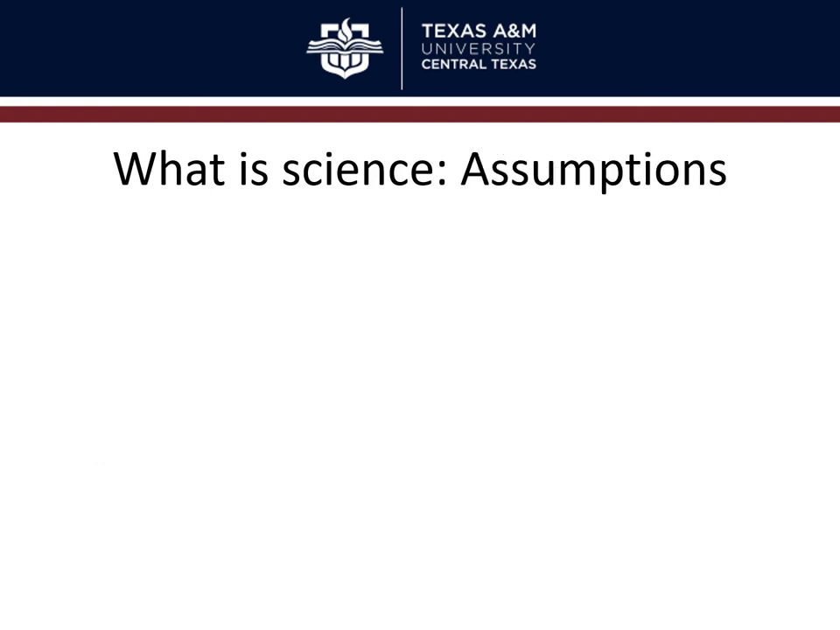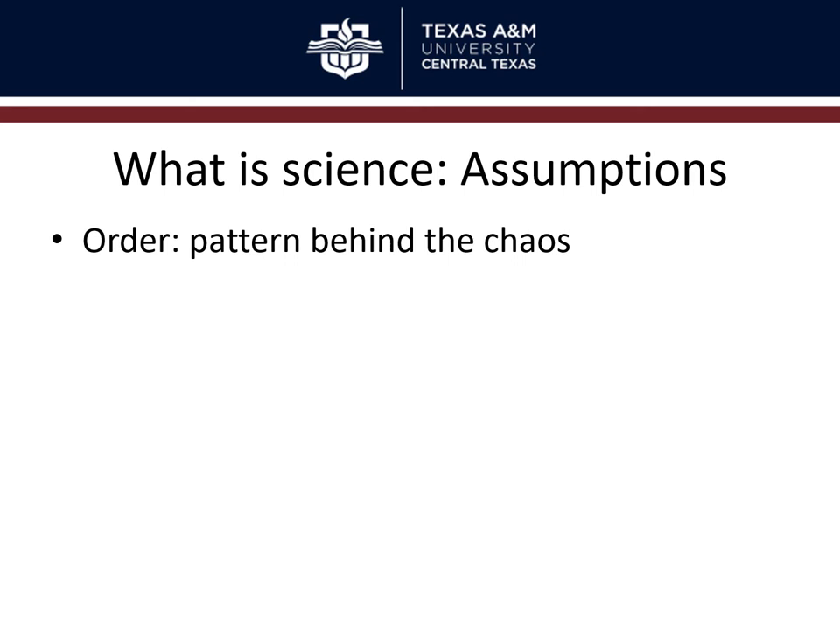Okay, assumptions of science. Order is a big one, right? There's some sort of pattern behind the chaos, that events in the world are orderly and predictable. Things don't just occur randomly, right? You heat water to a precise temperature and then it boils. If there were no patterns, there'd be no science, right? And in behavioral science, this is probably trickier for some people to wrap their minds around than others, that things happen for a reason.